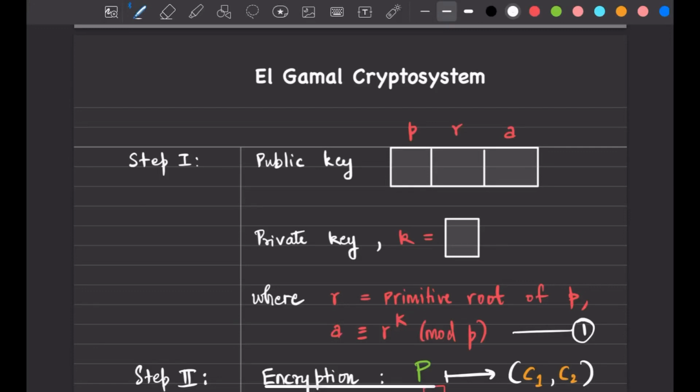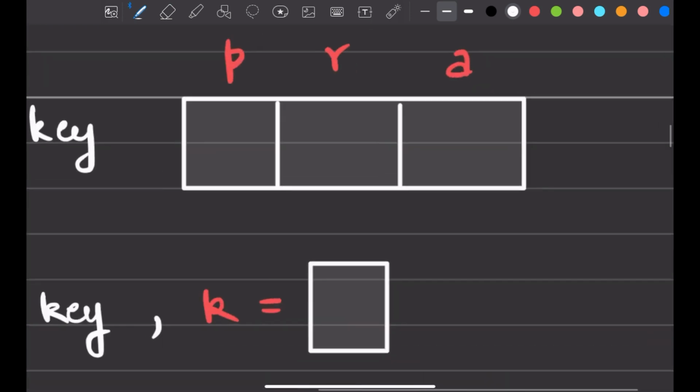Let us now deal with an asymmetric key crypto system called the ElGamal Cryptosystem. Since it is an asymmetric key crypto system, it uses different keys for encryption as well as decryption. In this case, it uses a public key for encryption, the public key of the receiver, and a private key for decryption. The public key in this case is a combination of three different numbers.